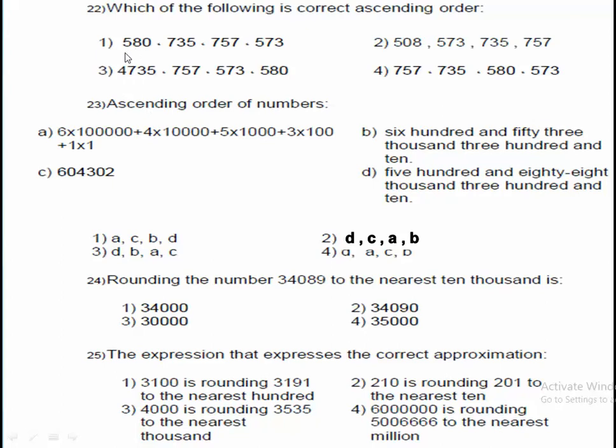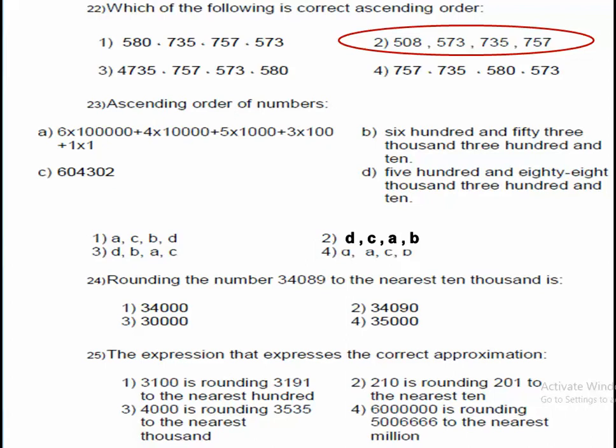Okay, 580, 735, 757, 573, not right. 4,735 is the greatest and then the smallest, not right. 508, 573, 735, 757, this is the right answer. Ascending order of the numbers.